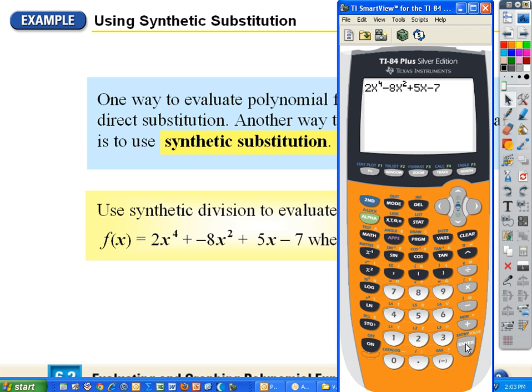We don't care. We want to plug in 3. So what we're going to do is we're going to put 3. We're going to hit 3 and then STO for store as x. Hit enter. And then now x equals 3. So we'll just go back up and grab our expression, highlight it and hit enter. And then we'll hit enter again to evaluate it at x equals 3. And that's our answer, 98.